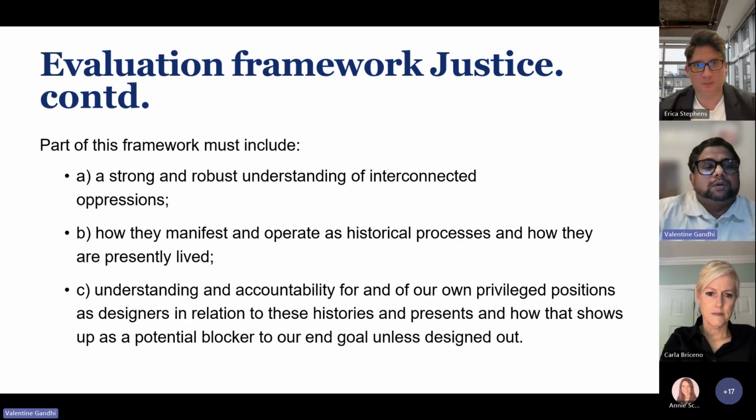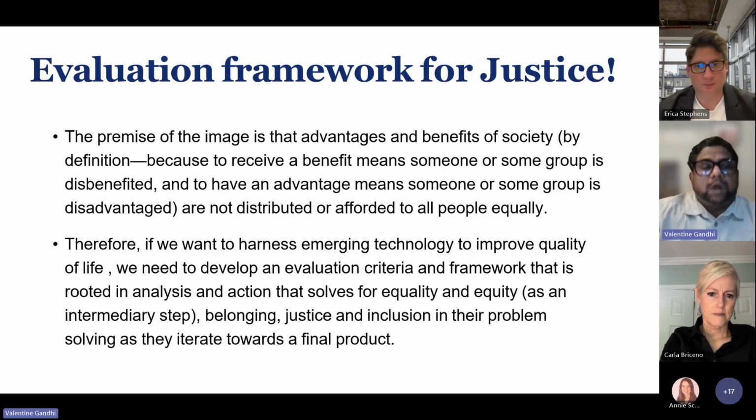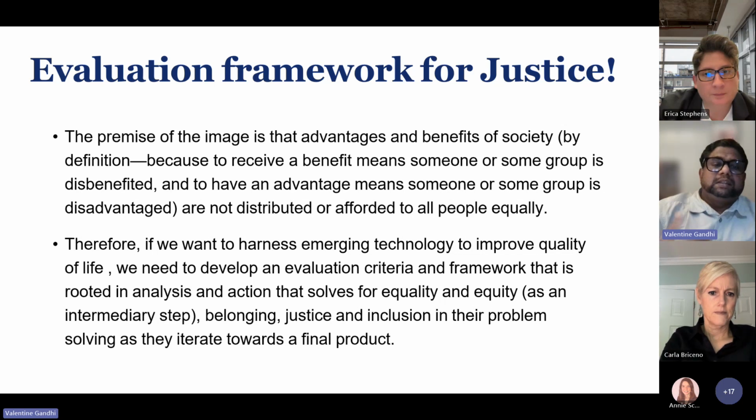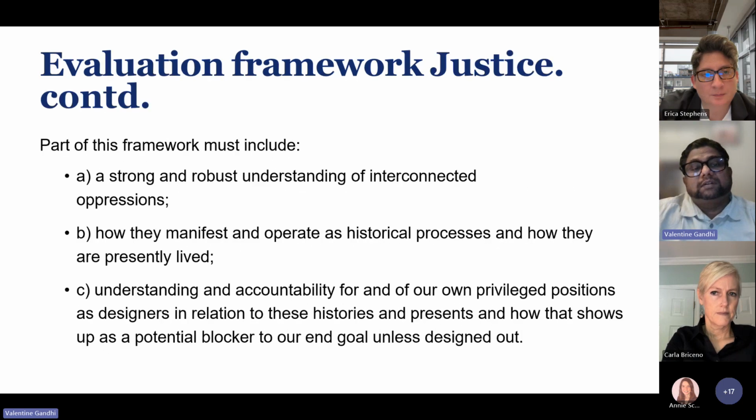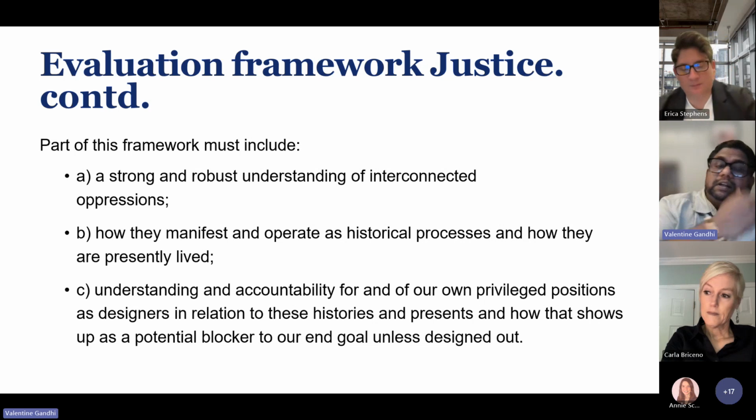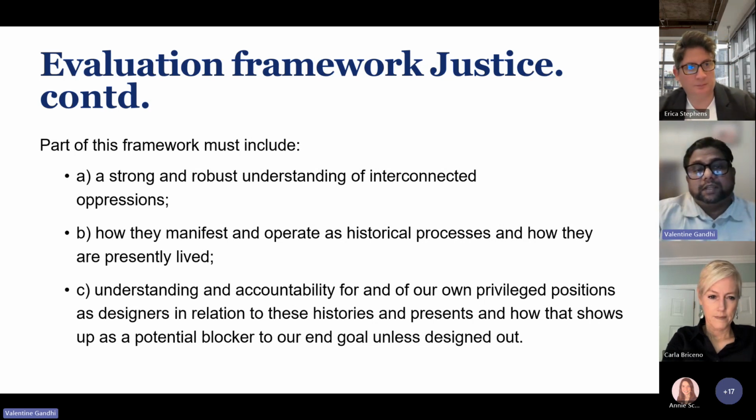So if we want to harness emerging technology and improve lives of people, as we say in our projects with USAID or any other governments, the evaluation criteria should be rooted in action that solves for equality as a first step, but look at justice and inclusion in their frameworks when we design evaluation criteria. And part of this framework should be an understanding of this interconnectedness that Michael Quinn Patton is talking about in his Blue Marble evaluation, especially the oppressions which happen.